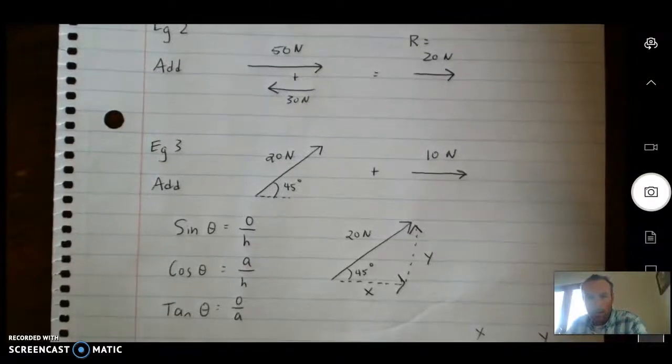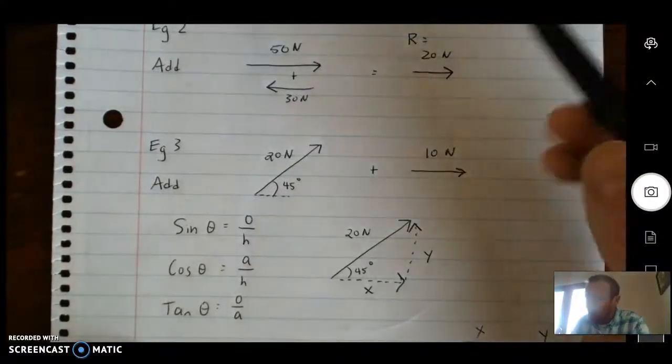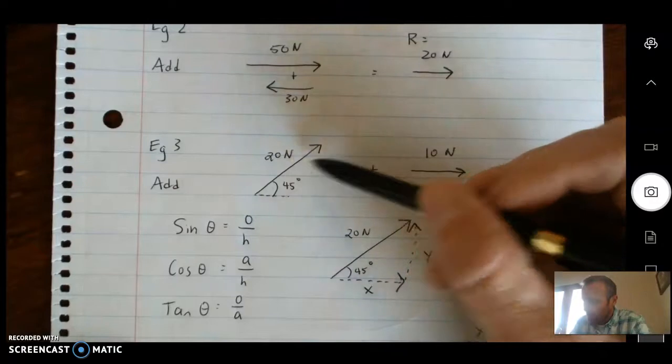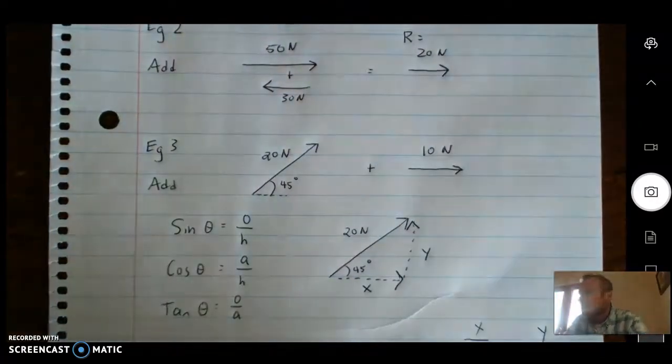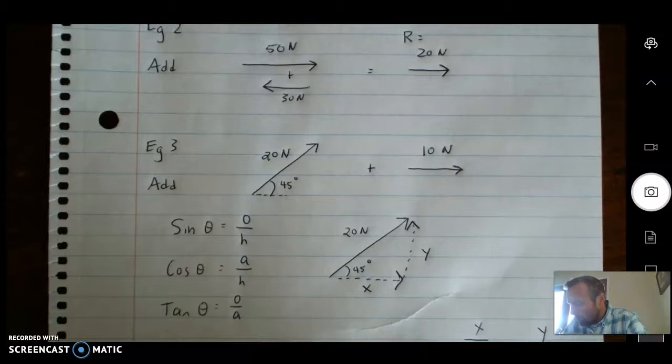when you have a 20 Newton force being added to a 10 Newton force and they don't point in the same dimension? Basically what you have to do is resolve the 20 Newton force, which is at a 45-degree angle, into vector components, which will then allow you to add the vectors and then bring them back together into a resultant. So I'll walk you through this process.